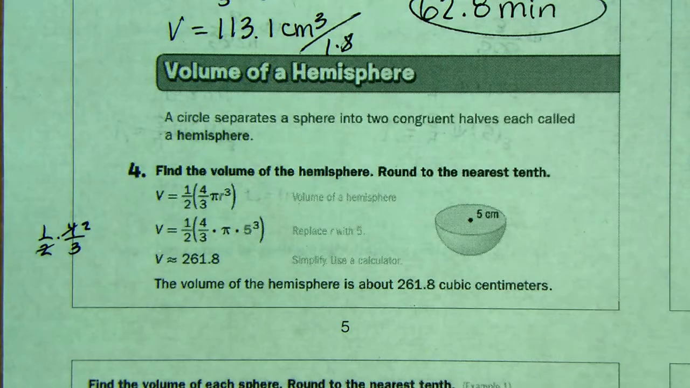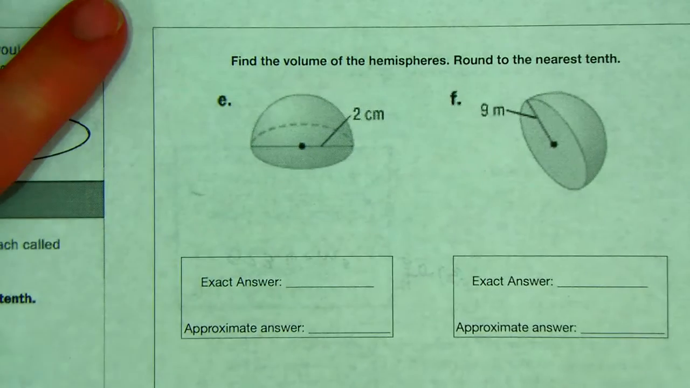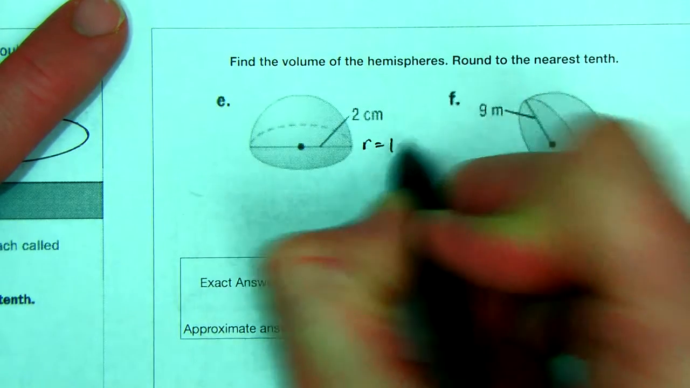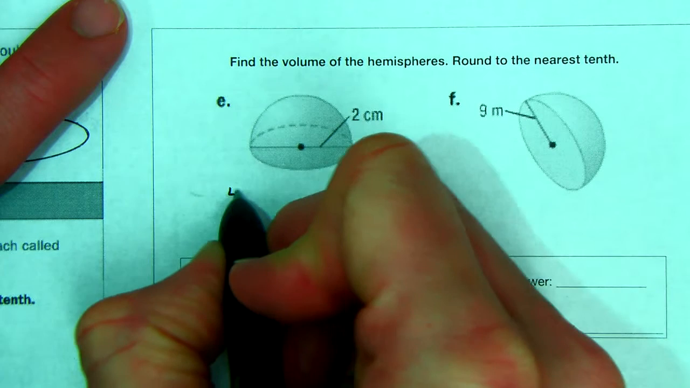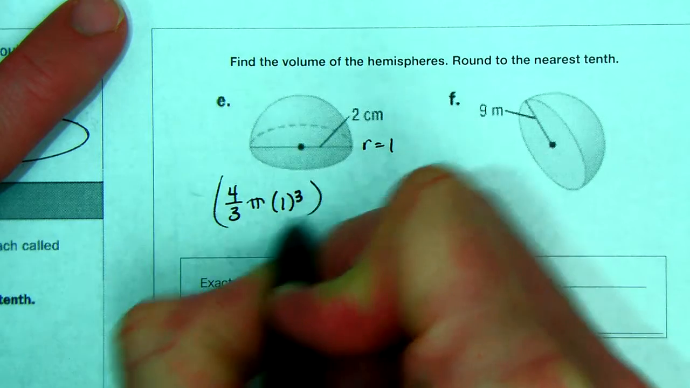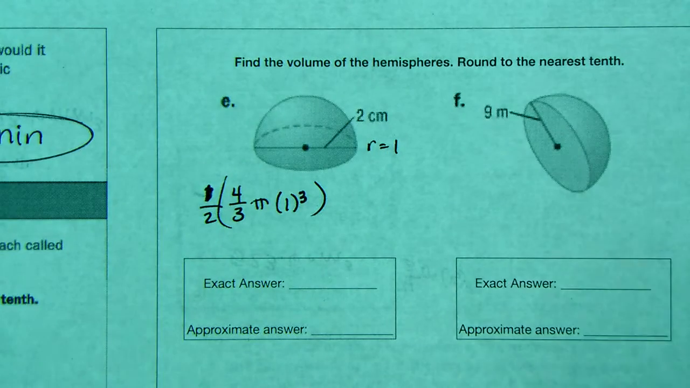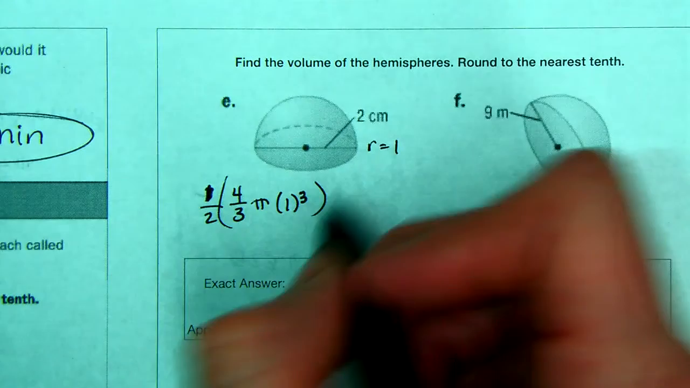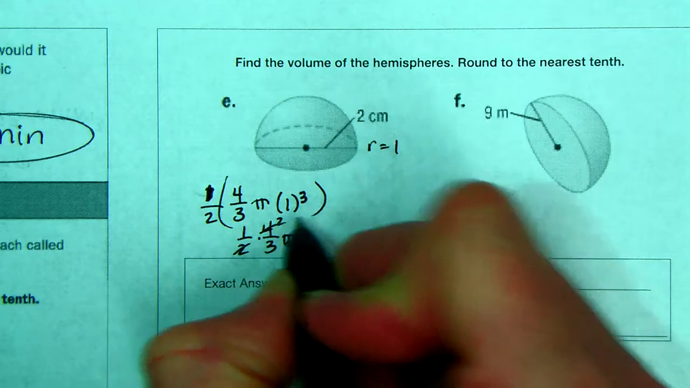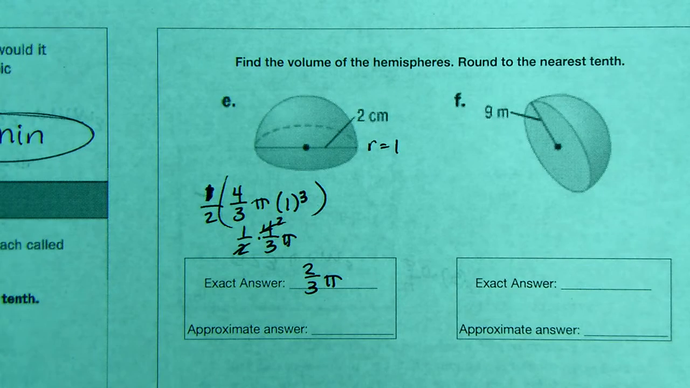So exact answer. Notice this is all the way across, which means my radius is 1. So 4/3 pi 1 cubed times 1/2. Okay, so guess what? In here, 1 cubed is still 1. I got 4/3 pi times 1/2 out front. I got 2/3 pi for an exact answer. And then when I round that, I get 2.1 centimeters cubed.